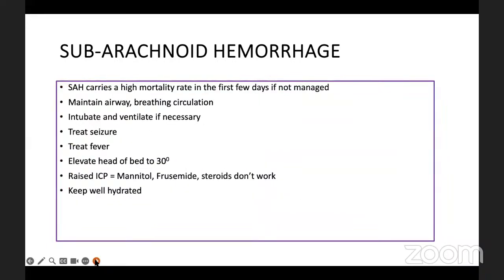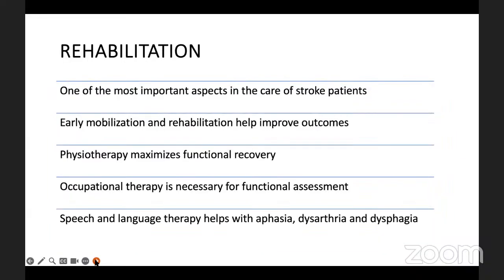So treatment of subarachnoid hemorrhage: admit the person, maintain the airway, treat seizures, treat fever, elevate the head of the bed, keep well hydrated. And if the person has raised intracranial pressure, we've used mannitol, furosemide, steroids, they all don't work. So if the person has raised intracranial pressure, either you elevate the head of the bed, and sometimes we use hypertonic saline in a few cases to be able to help manage subarachnoid hemorrhage.